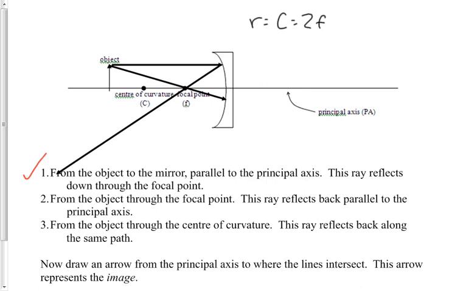Goes to the focal point. What do you think it's going to reflect without looking at the notes that we have below there? John?